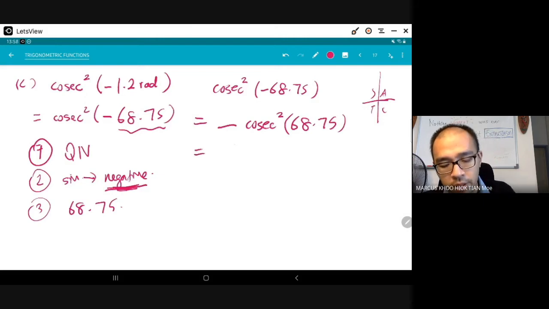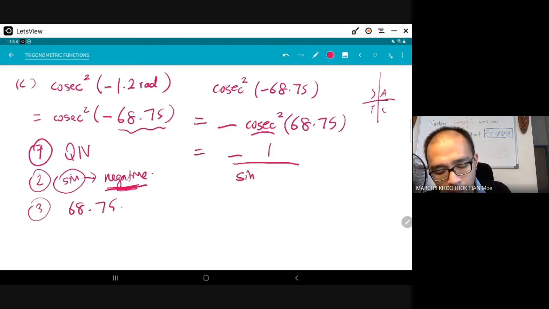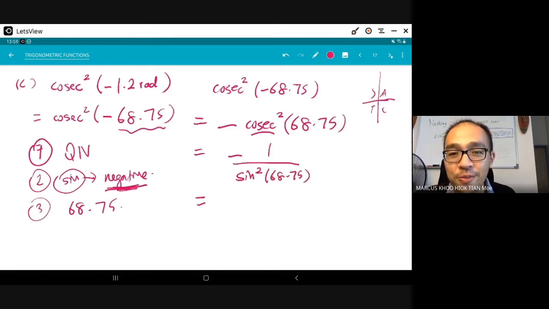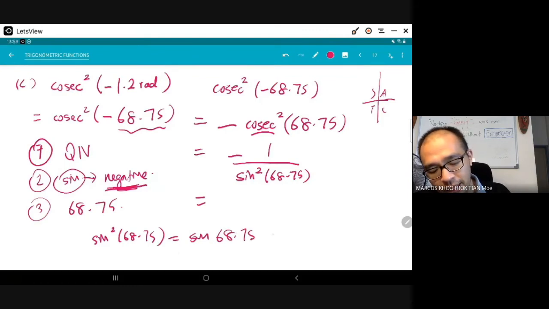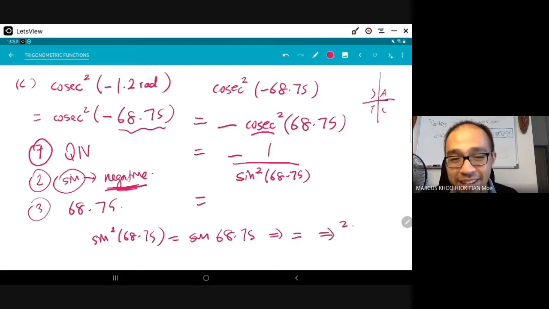Okay, now the friend of cosecant, as you said, is sine. So this will be negative 1 over sine squared 68.75. How to press that? So sine squared 68.75, this is how you press this. You press sine 68.75, then you press equals, then you press squared. Square that value.